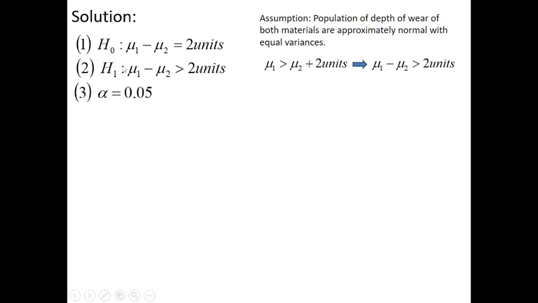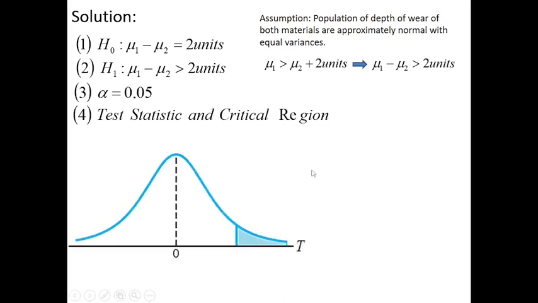So we will test the null hypothesis at 0.05 level of significance. Let us establish the critical region of our test statistic. Our test statistic is T.